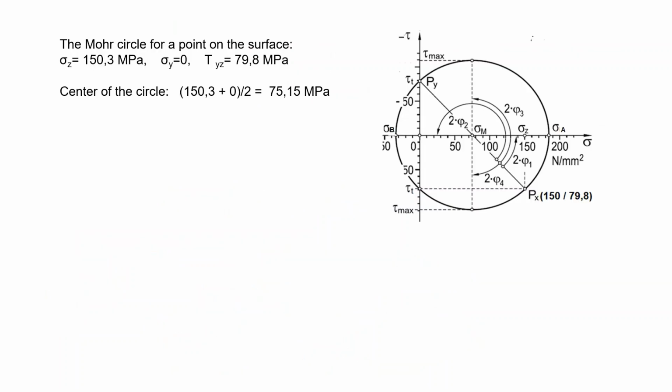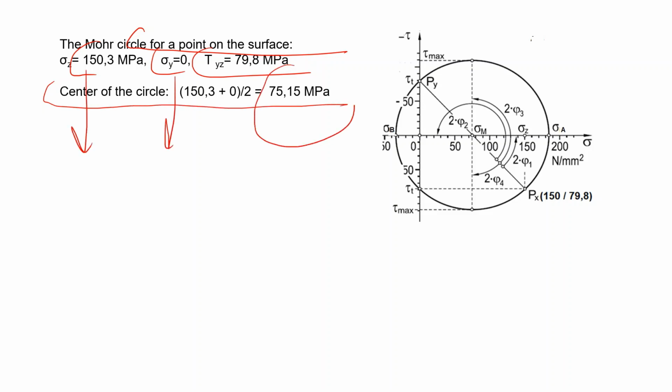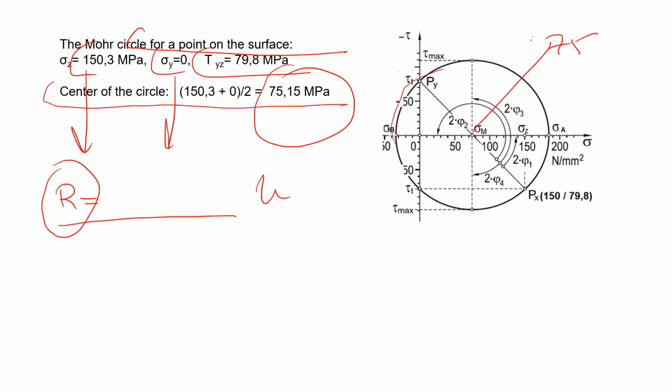Now I know the stresses for a point on the surface, the sigmas and the taus. So in order to draw the Mohr circle, I can determine the center of the circle. This plus this divided by 2 gives you 75. So you can continue by taking the relation for the radius of the Mohr circle and determine its value and draw the Mohr circle. But we will do the drawing in another way.